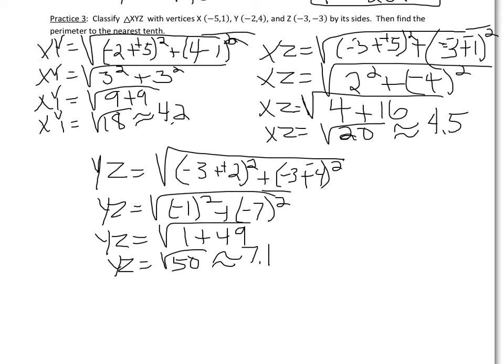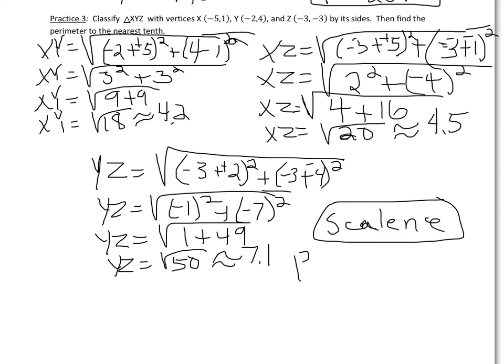So all the sides are different, so this is a scalene triangle. All sides different. And then to find the perimeter, again, we add up all the sides. So we're looking at 4.2 plus 4.5 plus 7.1. And when we add those together and round, we get 15.8.